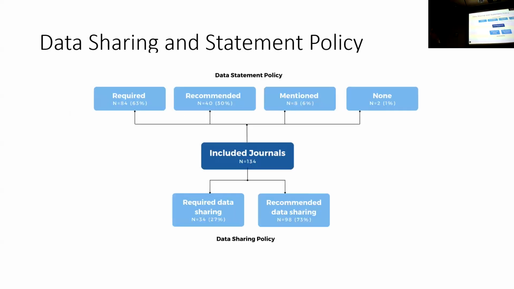We assessed 22,007 articles across 134 journals, 27% of which required data sharing, while 73% merely recommended. And separate to journal data sharing policy was the explicit requirement of data sharing statements, where 63% required, 30% recommended, 6% mentioned, and 1% had none.